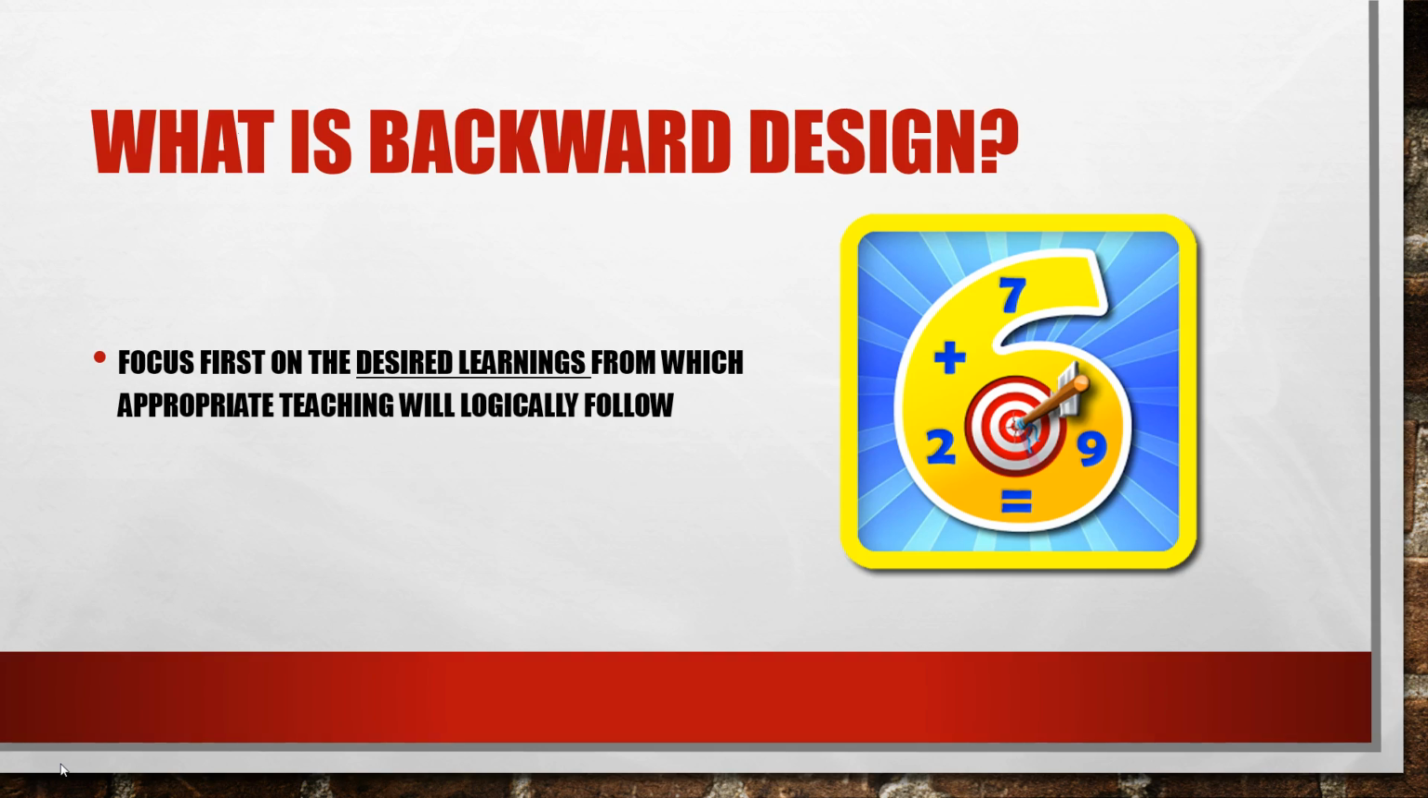We focus first on the desired learnings from which appropriate teaching will logically follow. In other words, we are starting at the end of what is our goal, what we want students to acquire at the end of our unit lesson, and deriving the curriculum from the evidence of learning. And, of course, we are aligning our teaching to the needs of students for tools and concepts to perform successfully in their subject.